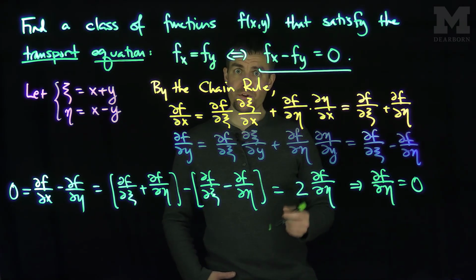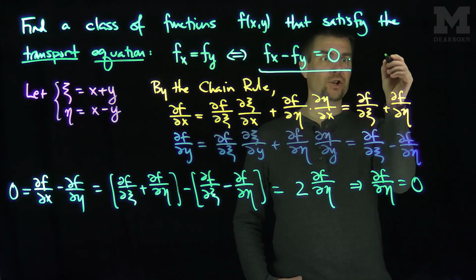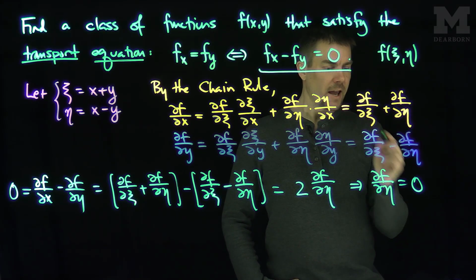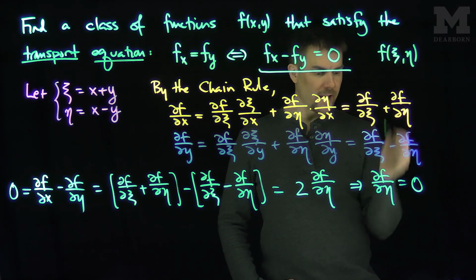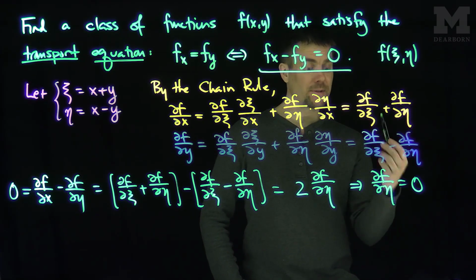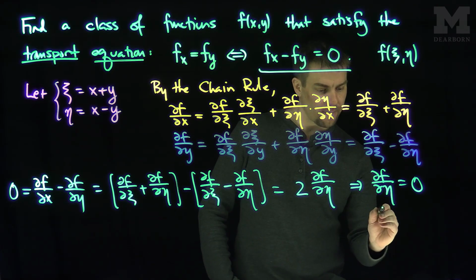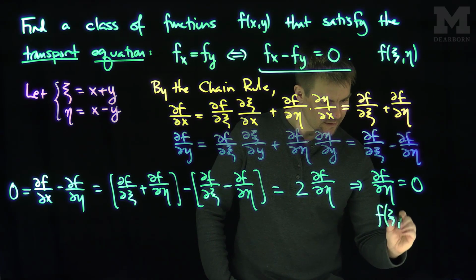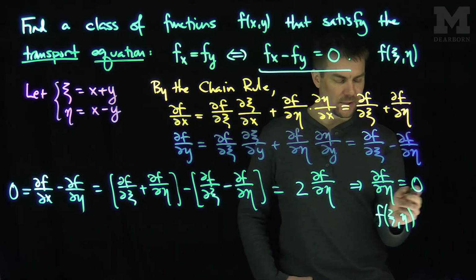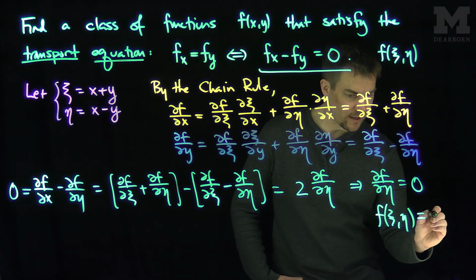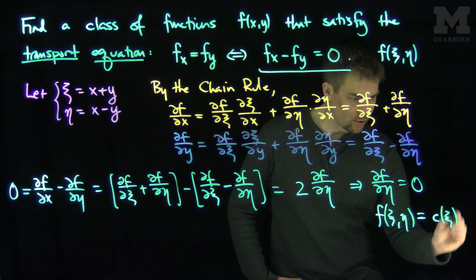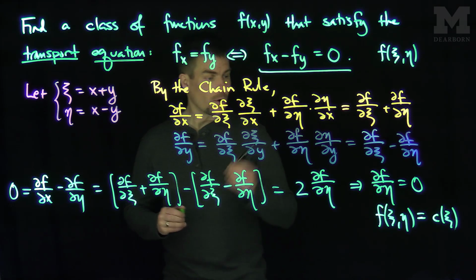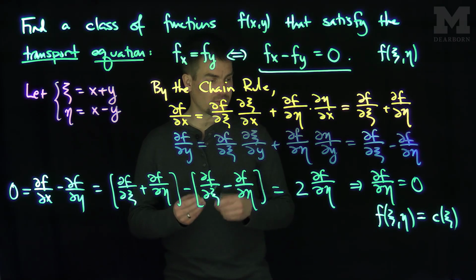So if you have a function f which depends on xi and eta by changing the coordinates, and the partial derivative with respect to eta is 0, that means this function f is a constant with respect to eta. If we integrate this, we get a constant with respect to eta, excuse me. So f is a function of xi only, because there's no eta dependence, so there can't be any etas over here. So f of xi and eta is just a function only of xi.